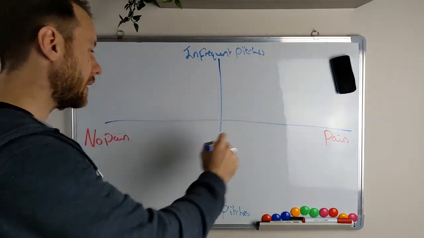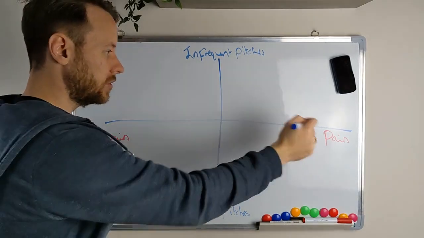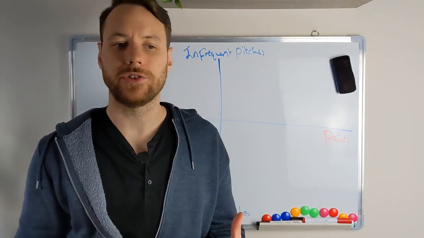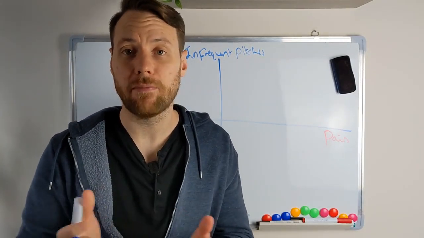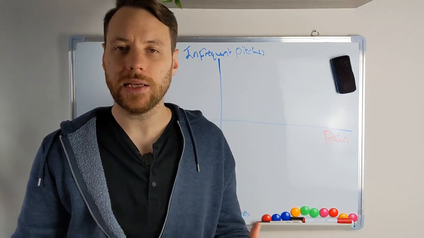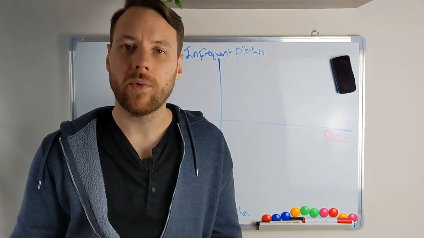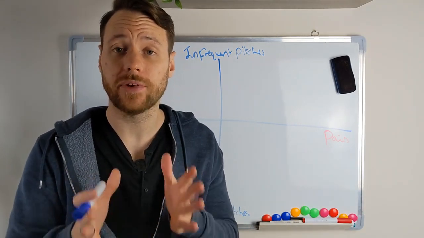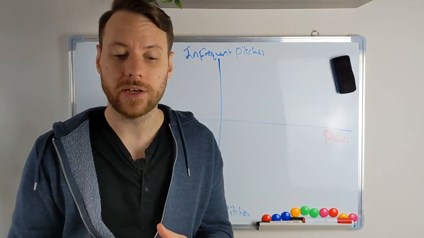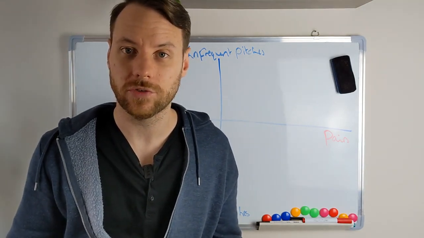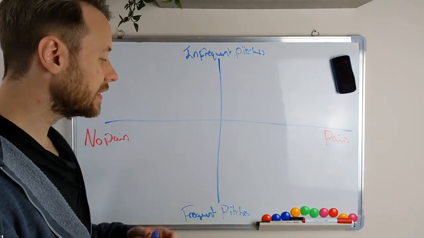And then on the x-axis, we've got no pain to pain. In marketing and in sales, a person who isn't in pain will never buy from you. The thing about being a human being is we are always looking for a solution to a problem which we have directly in front of us. And if we don't have a problem directly in front of us, we don't need to look for a solution for it.